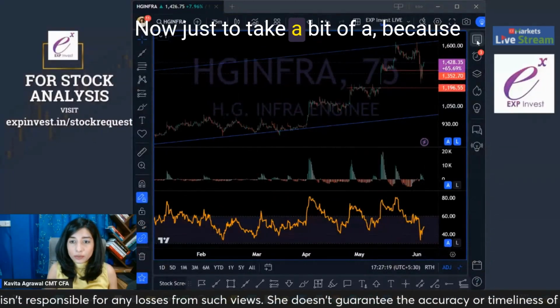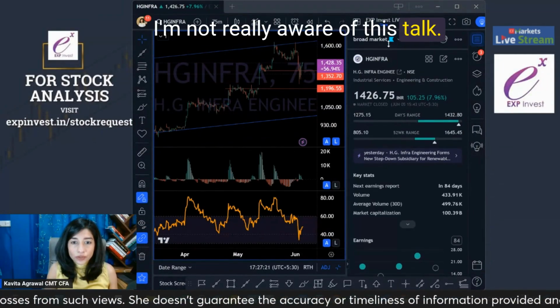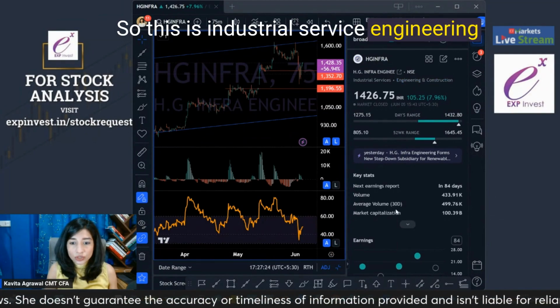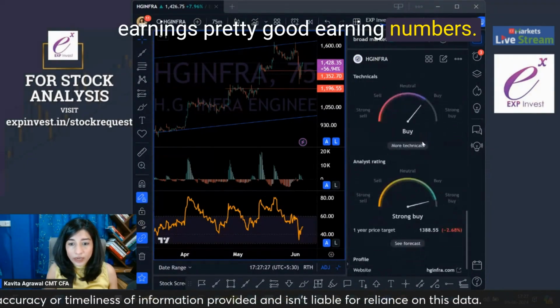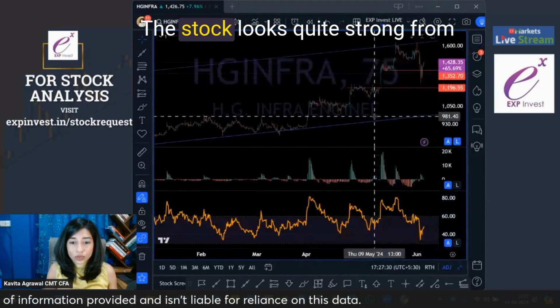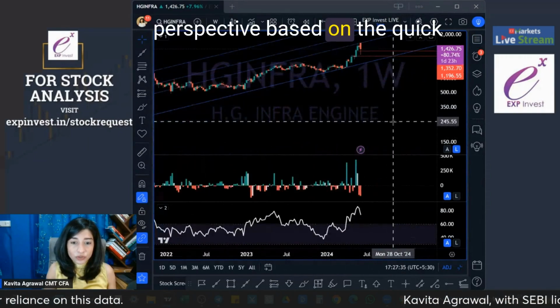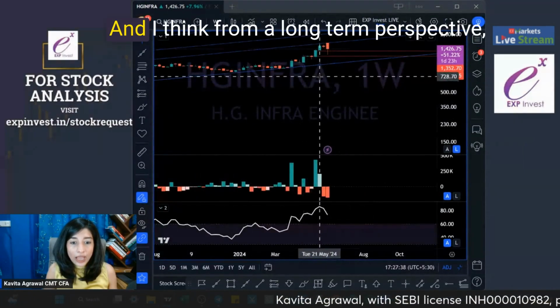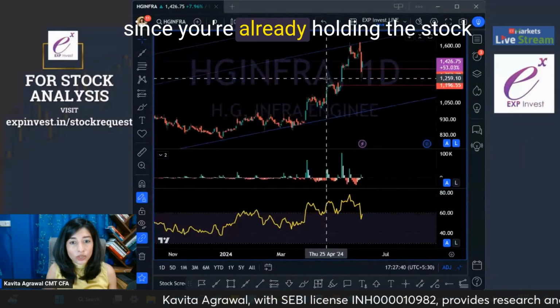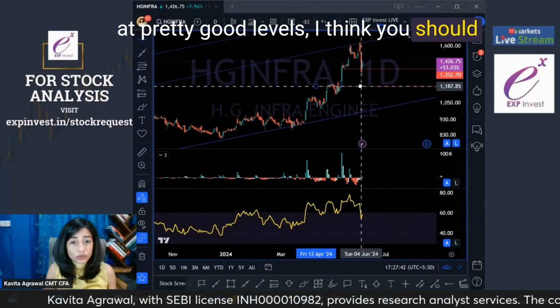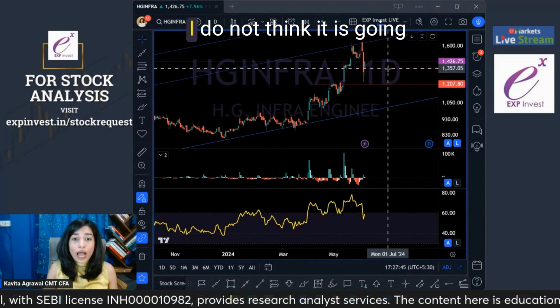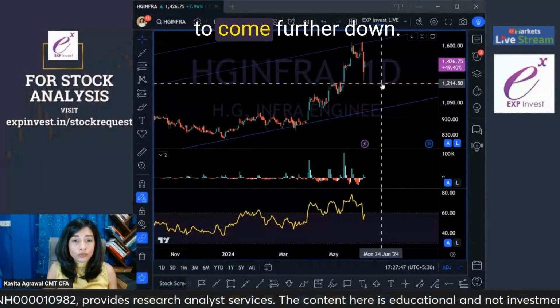Now just to take a bit of a look, because I'm not really aware of the stock. This is industrial service engineering, earnings, pretty good earning numbers is what I am seeing. The stock looks quite strong from a technical as well as fundamental perspective, based on the quick overview that I was able to do. And from a long-term perspective, since you're already holding the stock at pretty good levels, I think you should definitely continue to hold the stock. I do not think it is going to come further down.